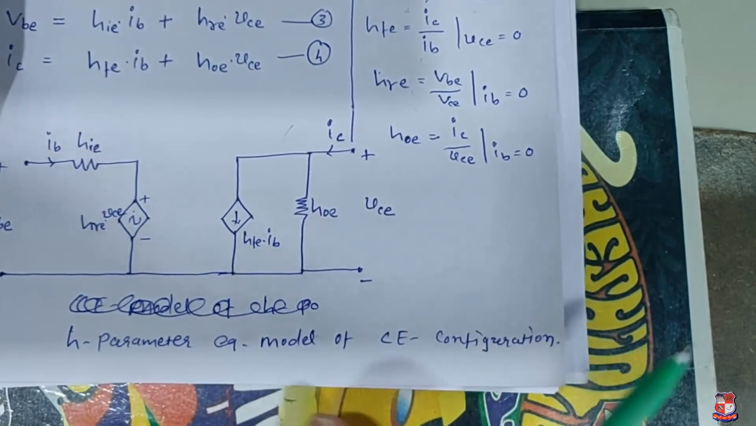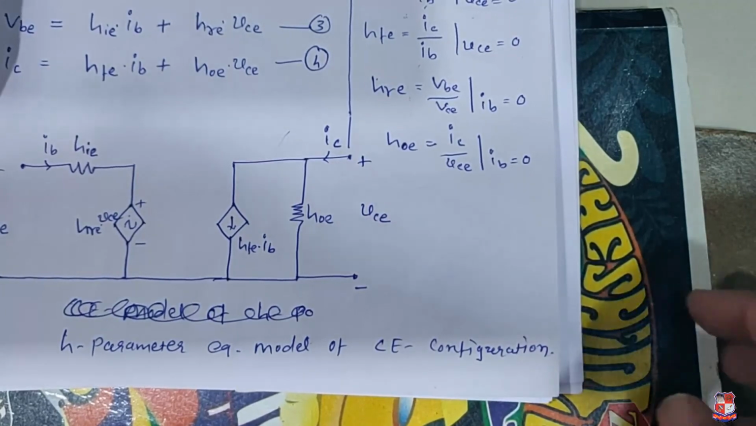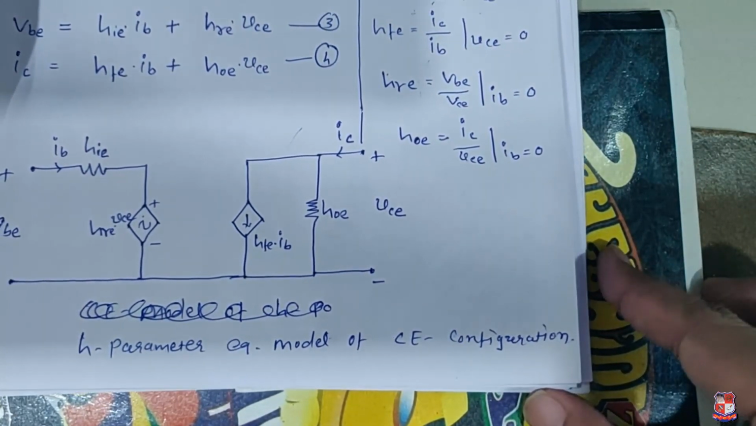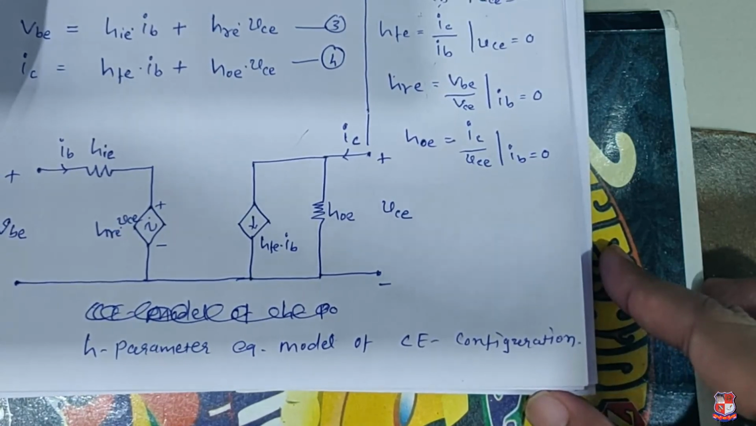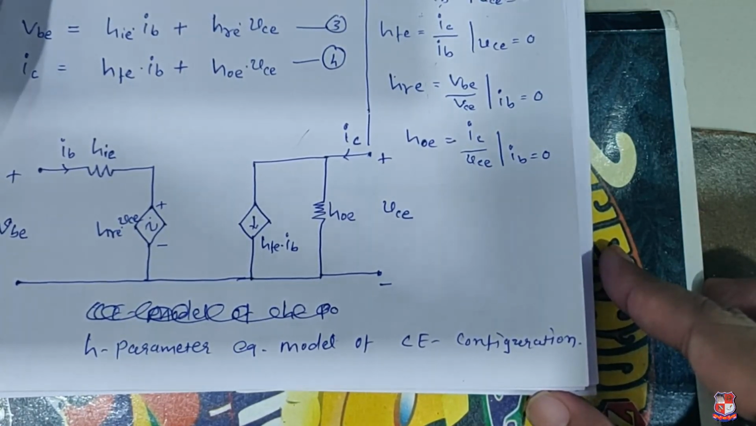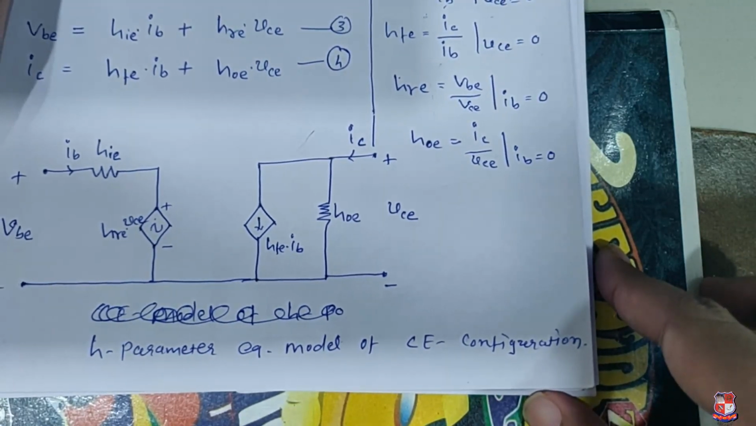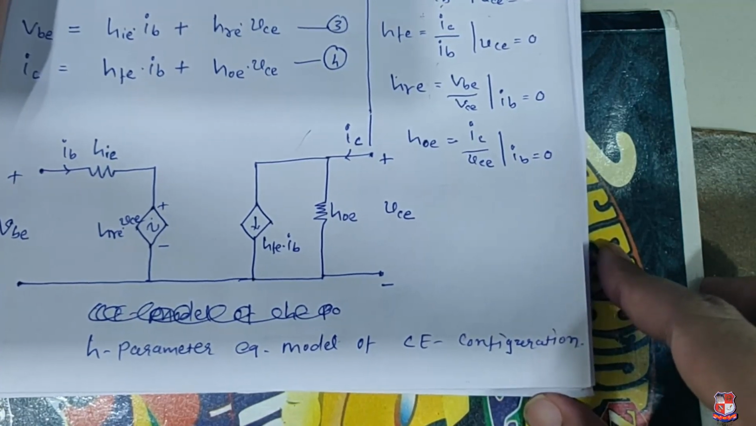Okay, so for this lecture we keep up to this particular derivation. In the next lecture we will see another two configurations, that is how to derive or draw the H parameter equivalent circuit or model of common base and common collector configuration.